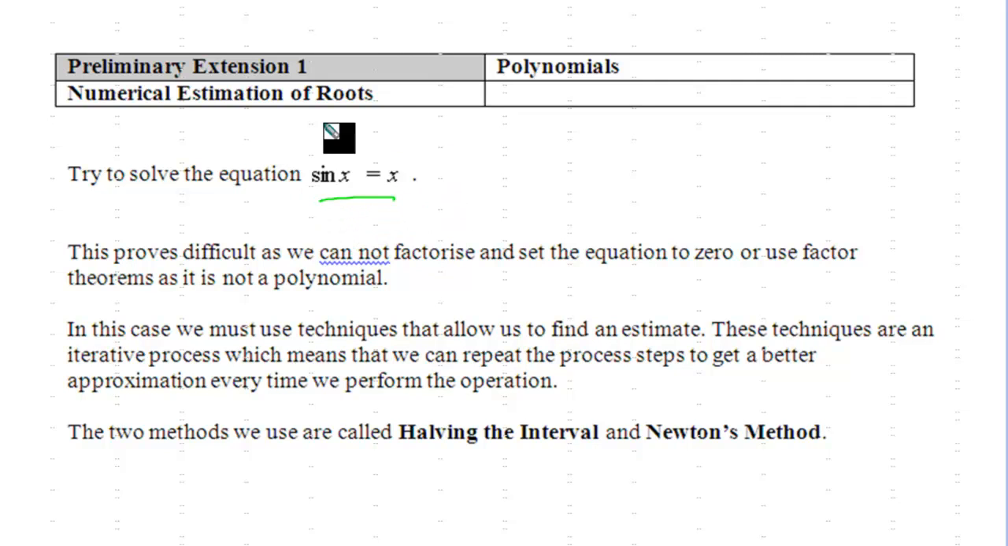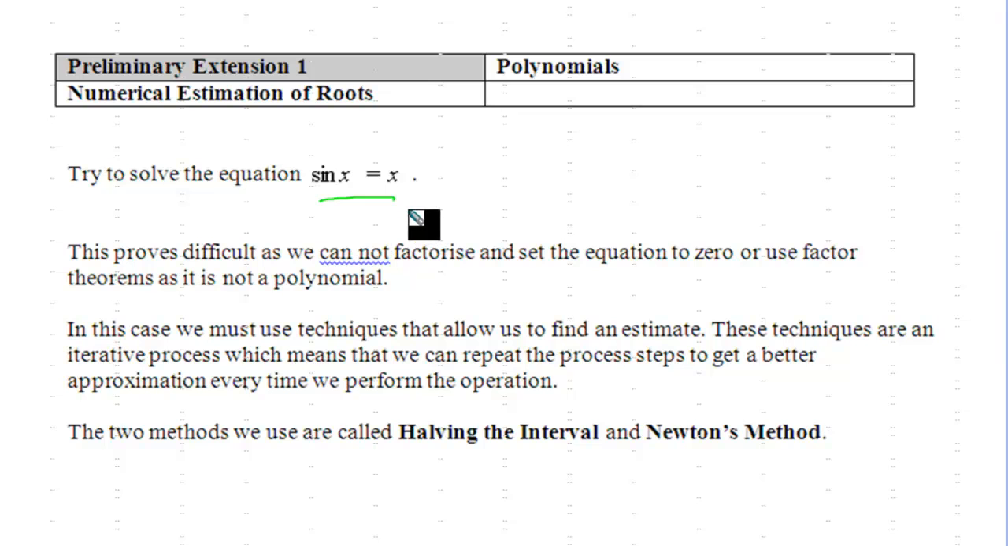Okay, now we have not got ways to work this out at the moment. So sine of x is equal to x can't be solved using our traditional methods. What can we do? Well, we can't factorise, we can't set it equal to 0, and it's not a polynomial. What can we do?